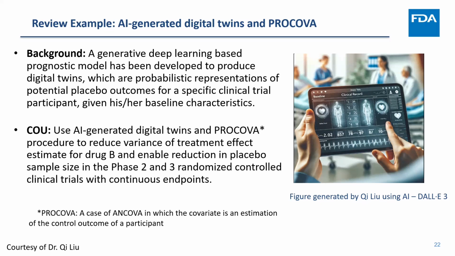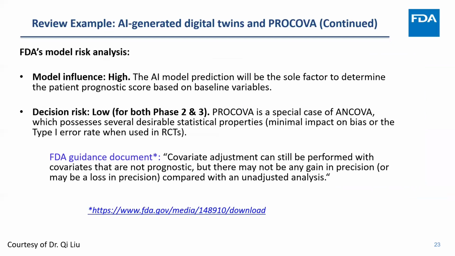So the interesting part of this one is that FDA has a well-established guidance for this type of covariate adjustment, right? We don't think there is any issue of inflating type 1 error, because it has been there for a long time. Covariate adjustment can be performed with covariates that are not prognostic, but there may not be any gain in precision compared to unadjusted analysis.